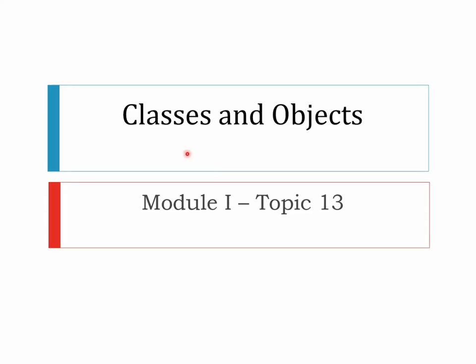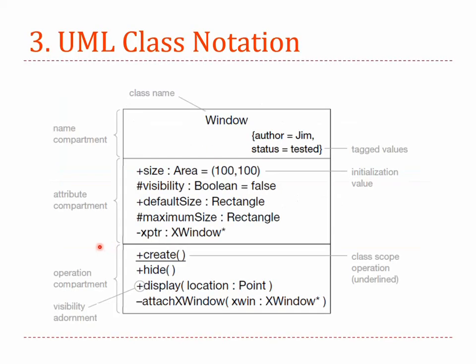In today's session, we will continue our discussion on classes and objects by learning about UML class notation. A UML class diagram represents the structure of a class using different compartments. So this is the most common standard UML notation for representing a class. It has three compartments: name compartment, attribute compartment, and operation compartment.